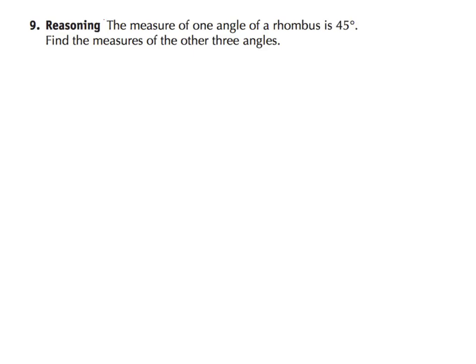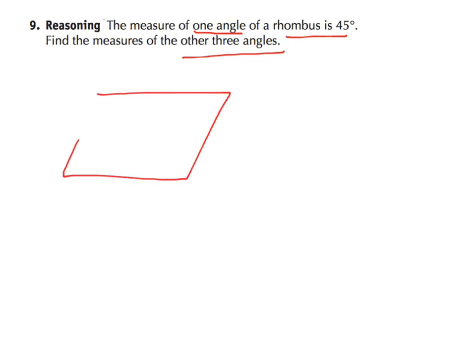The measure of one angle of a rhombus is 45 degrees. Find the measures of the other three angles. So what is a rhombus? A rhombus is a parallelogram where all the sides are equal and the opposite angles are congruent. So if one angle is 45 degrees, the opposite angle will also be 45 degrees.